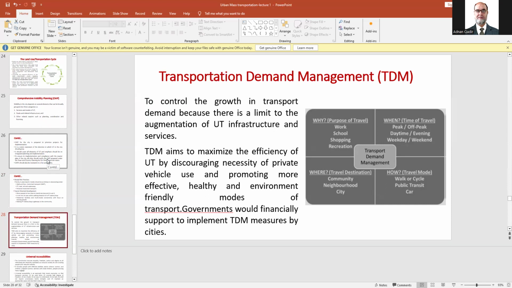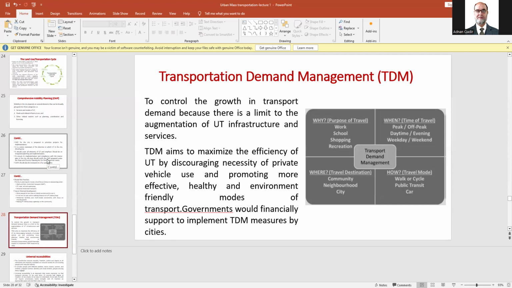Now, what is transport demand management? It can be explained in four questions: why, when, where, and how. Why means the purpose of travel. Why we want to travel is we have a transport demand because of workplaces, schools, shopping, recreation. We need to understand the transport demand within peak and off-peak hours, the daytime and the evening time, the weekdays and even weekends.